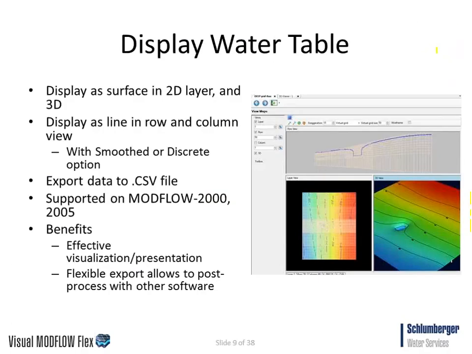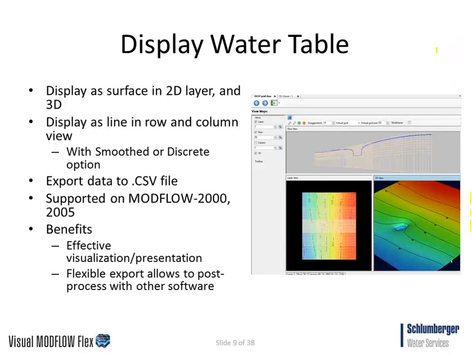The other nice addition in this release is that now we calculate and display the water table after you've done a standard MODFLOW 2000, 2005 run. The water table is stored as a surface data object, which can be displayed in a 2D plan or a 3D view. When you're looking at the water table in a cross-section, it's drawn as a line when you're looking at a row or column view. We have two options for that.